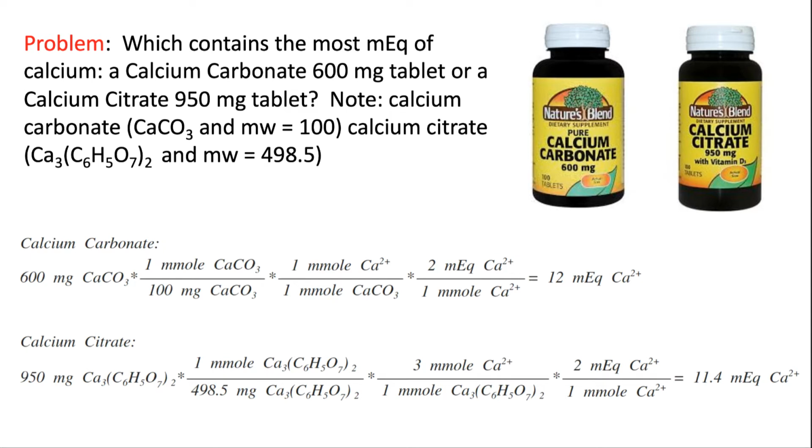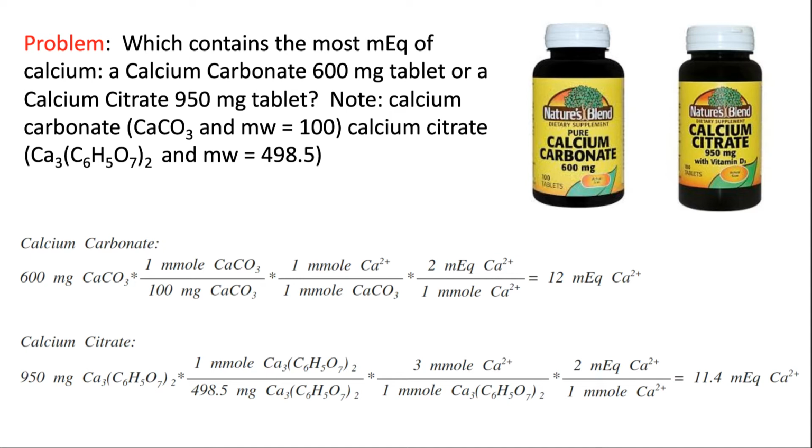We'll convert it to milliequivalents the same way we did before, by multiplying by the fact that the valence on calcium is 2. So there are 2 milliequivalents of calcium for every 1 millimole. Millimoles cancel. Our final units would be milliequivalents of calcium. You do the math from left to right and you can see that the final answer is 11.4. So, one 950 milligram tablet of calcium citrate provides 11.4 milliequivalents of calcium.